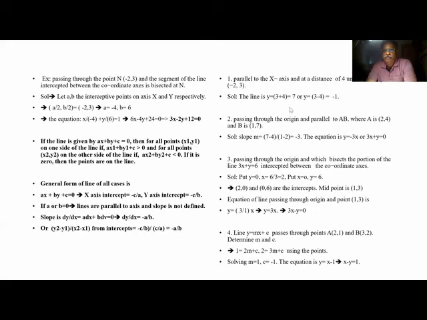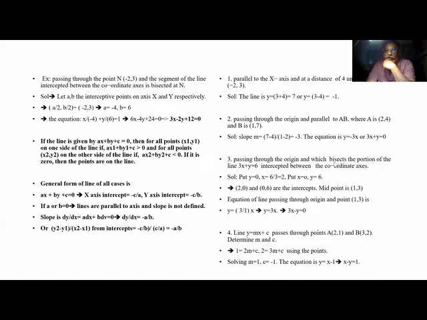So now, passing through the origin and parallel to AB is given, A is given, B is given. We can find the slope from this. y2 minus y1, 7 minus 4, 3, by x2 minus x1, 2 minus 1. Slope is minus 3. So y is equal to mx, so y is equal to minus 3x. So 3x plus y is equal to 0. It is going through the origin, so there is no c here.